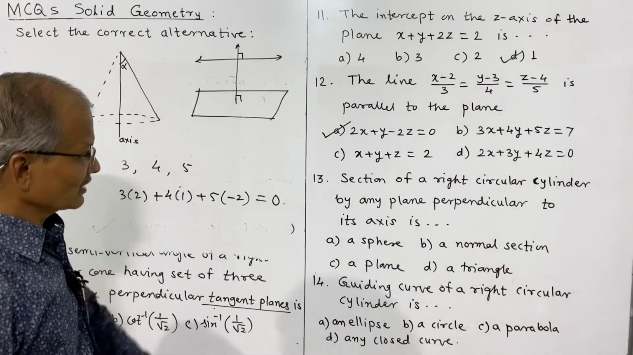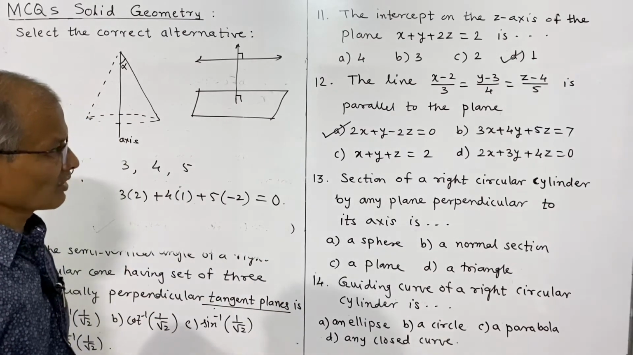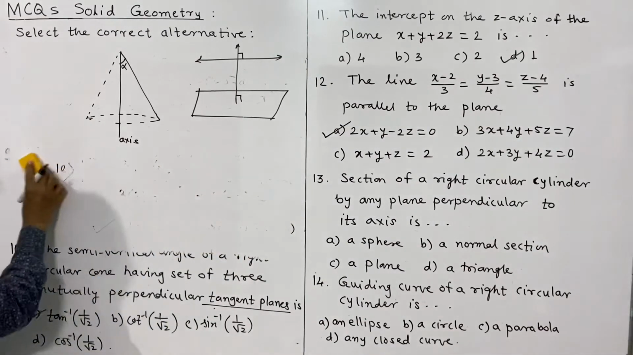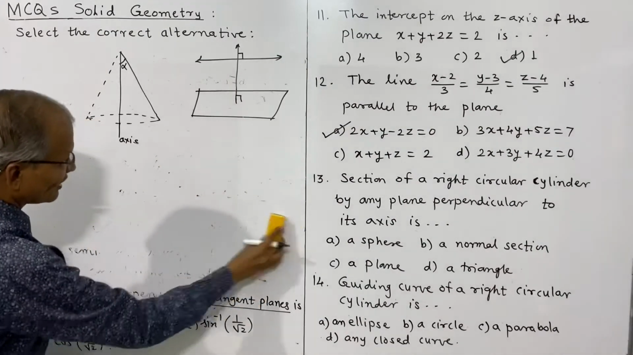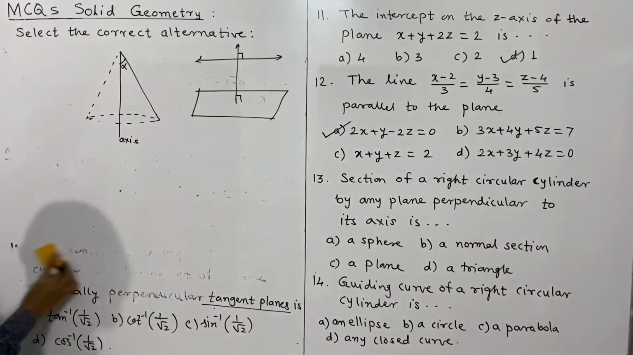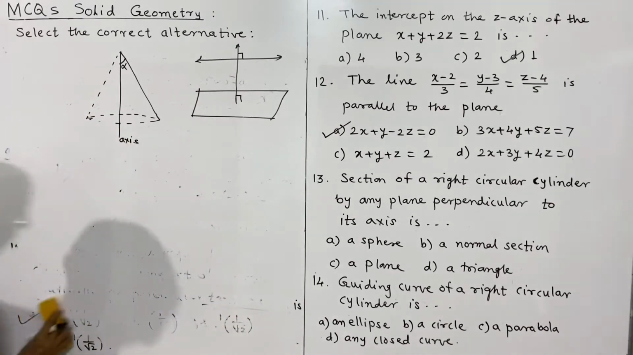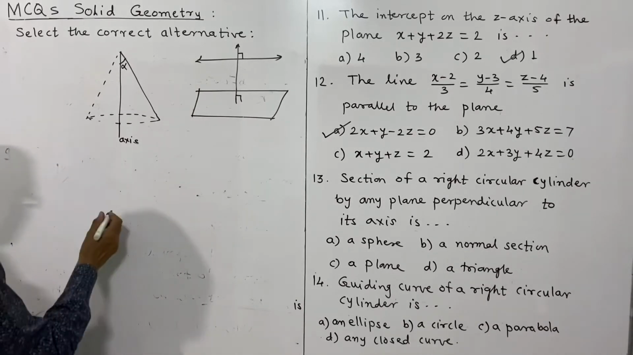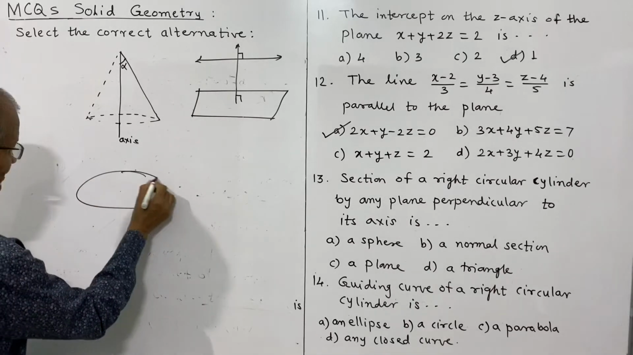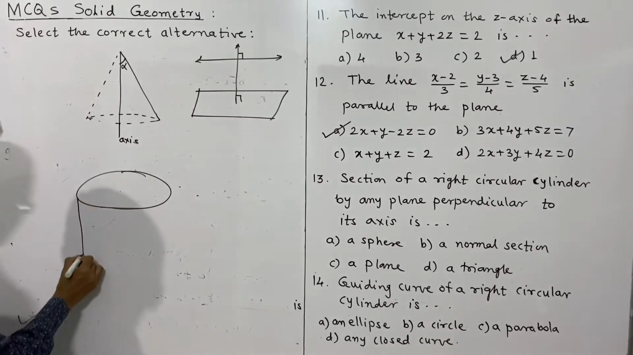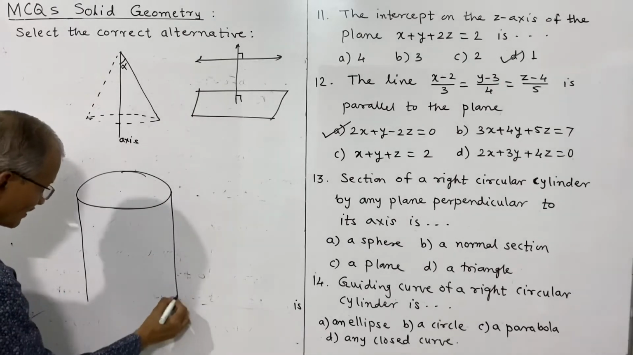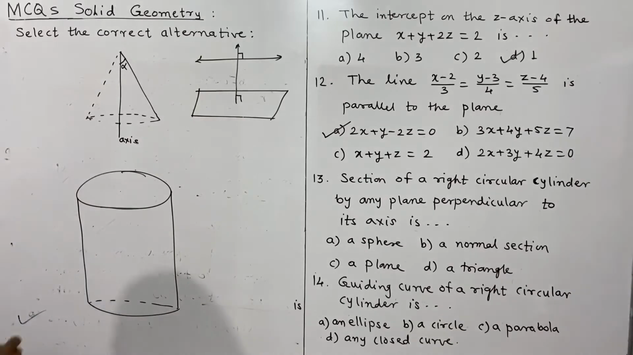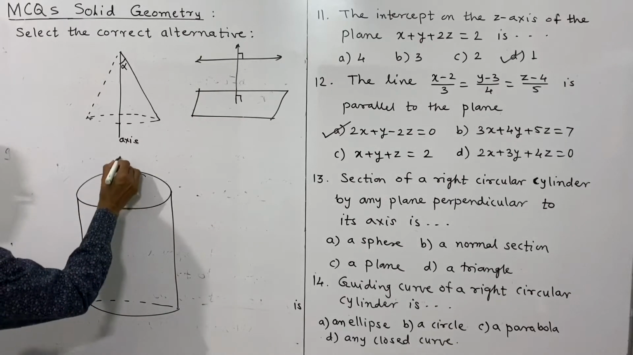And now the next question is about the section of a right circular cylinder by any plane perpendicular to its axis. Right circular cylinder, see, this is a right circular cone, and a right circular cylinder is this type of figure. This is the right circular cylinder. Its axis is this one.